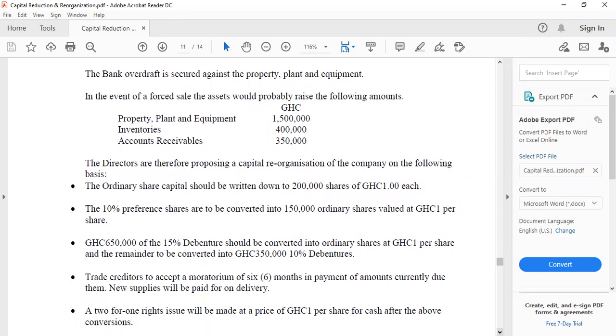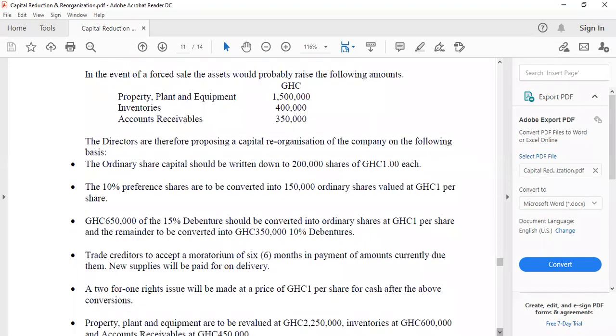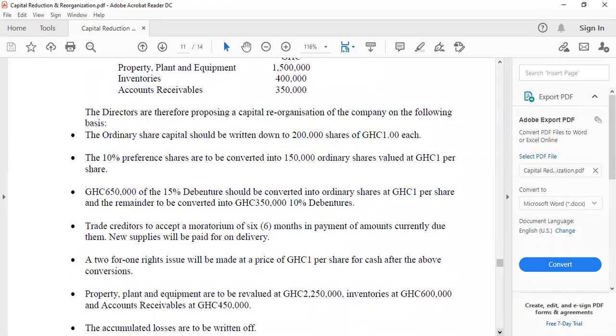Let's move on. A 2-for-1 rights issue will be made at a price of 1 cedi per share for cash after the above conversions. So we have to look at the conversion before we look at the portion that will be issued. So after converting all that to equity shares, you now issue a rights issue. You now give them a rights issue based on the new structure of the equity shares. So we look at that one later. Let's move on.